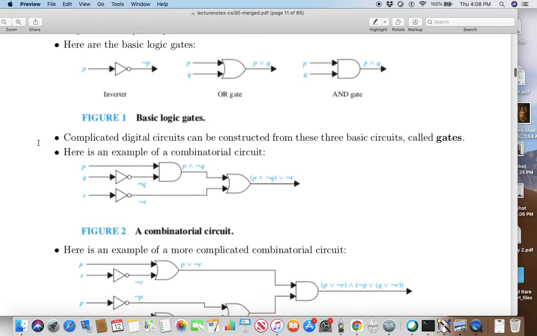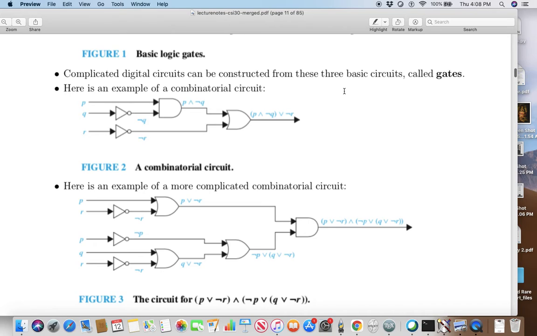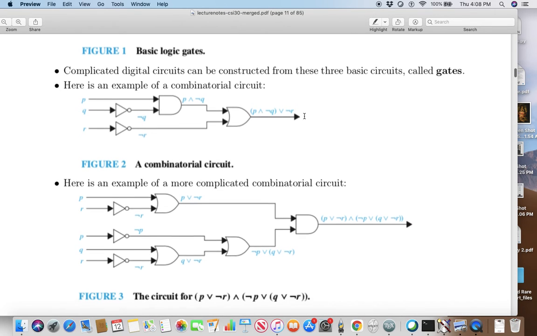All right. Here are complicated digital circuits, right? Three basic circuits, you have gates, right? P, Q, R. So let's look at what's happening first. R is getting negated, Q is getting negated. P and not Q, so there is a conjunction. Whatever you get, P and not Q, you are then taking a disjunction with not R. So that's your combinatorial circuit.